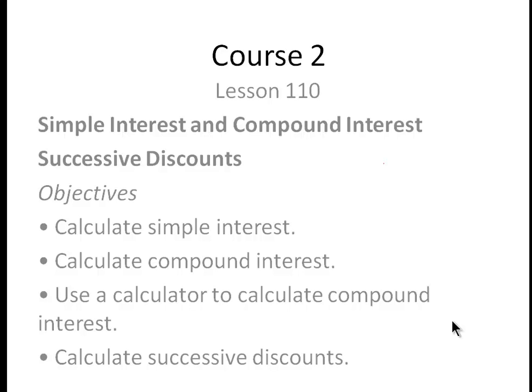In this lesson we're going to be talking about simple interest, compound interest, and successive discounts. We're going to calculate simple interest and compound interest. I'm going to show you how to do it on a simple four-function calculator to compound interest. Then we're going to show how to do discounts. Okay, so let's get started.